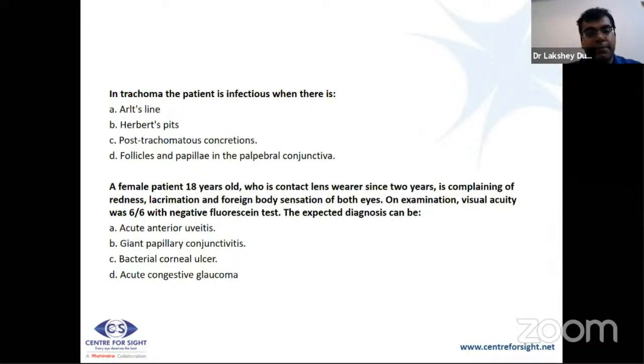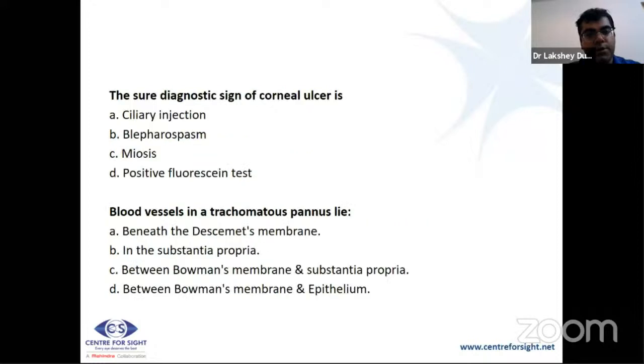late stages or healing. A female patient with history of contact lens wear complaining of redness, lacrimation, foreign body sensation. The expected diagnosis is giant papillary conjunctivitis. Sure diagnostic sign of ulcer is positive fluorescein test. If you have an epithelial defect, it suggests that it is active. Blood vessels in trachoma patient, pannus lies between Bowman's and epithelium.